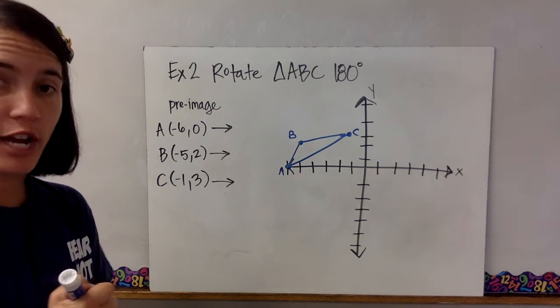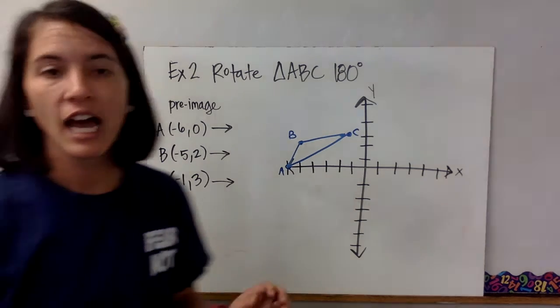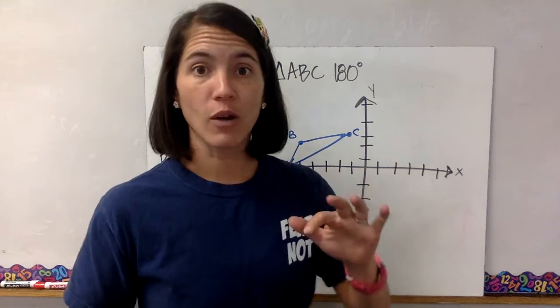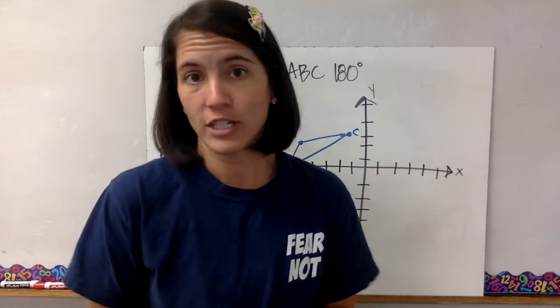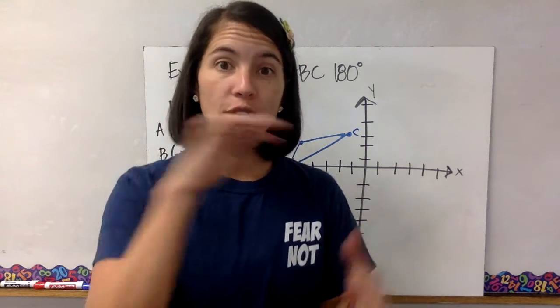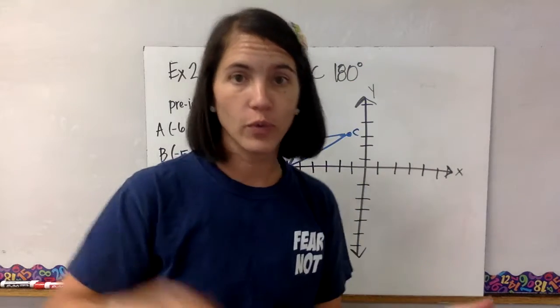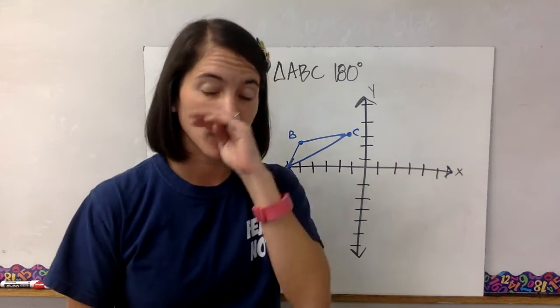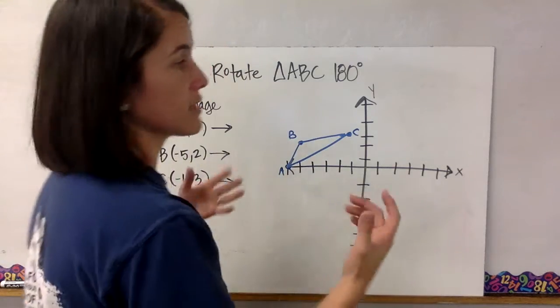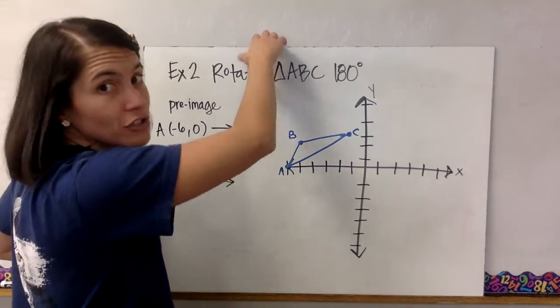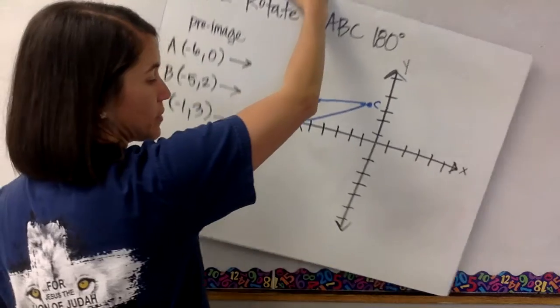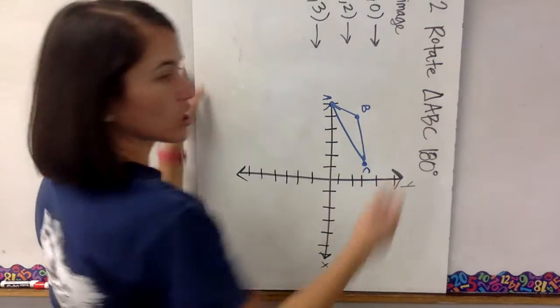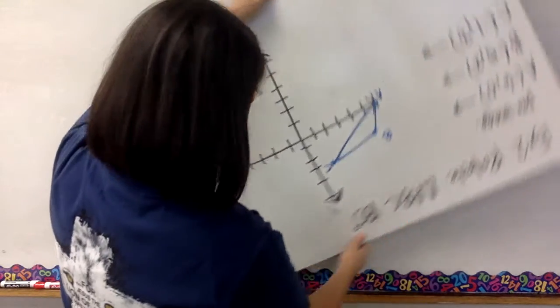It says rotate triangle ABC 180 degrees. 180 degrees doesn't need a clockwise or counterclockwise because 180 degrees would be the same. You go 1, 2, or 1, 2, and you end up in the same spot. 180 degrees means you turn your paper 2 times. It doesn't matter the direction, so I want you to actually turn your paper 2 times. It's going to go upside down. So that would be 90 degrees, and then this would be 180.